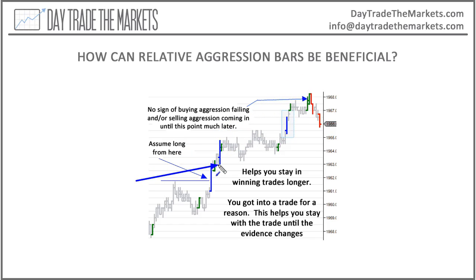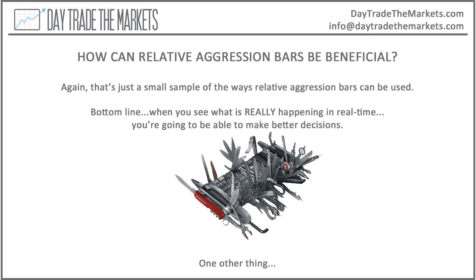You can stay in the trade until the evidence actually changes, and that's an example right here where selling starts to come in. Well, now we want to think about getting out of the trade. Okay, so hopefully that makes sense as well. And again, I've just shown a small sample of some of the ways that you can use relative aggression bars. It's really a pretty open-ended tool, and the ultimate goal of it is to help you see the market in real time much more clearly so that you can make better real-time trading decisions. Better trading decisions obviously lead to better trading results.